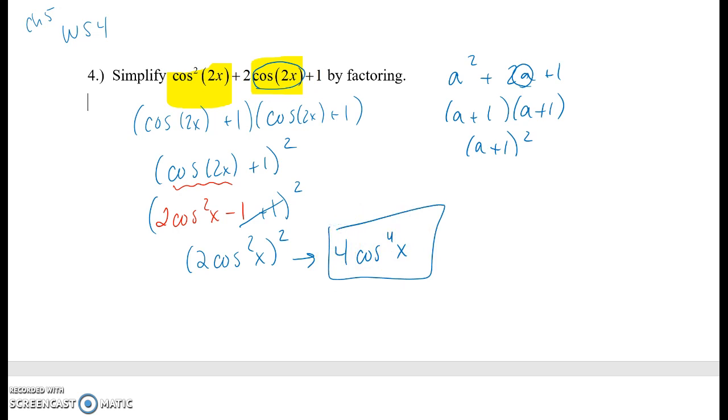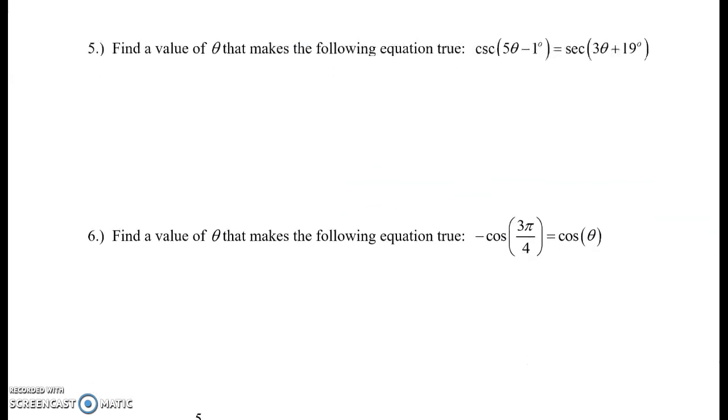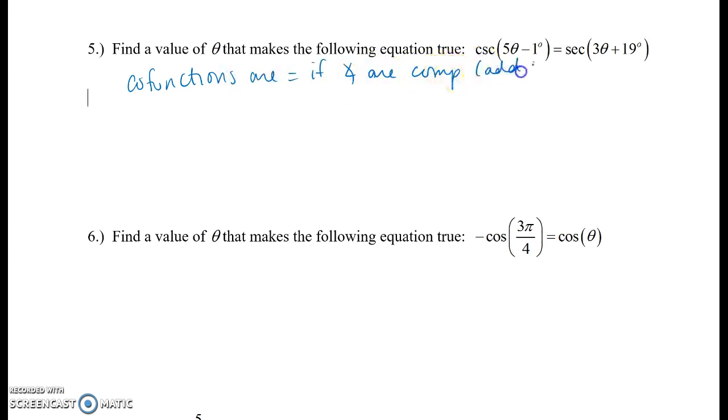All right, and the next problem we wanted to look at was problem number 5. Okay, so down here in problem 5, we want to find a value of theta that makes the following equation true. Recall that cofunctions are only equal if the angles are complementary, meaning that they add to 90 degrees or pi halves radians. So we can take this angle plus this angle and equal it to 90.